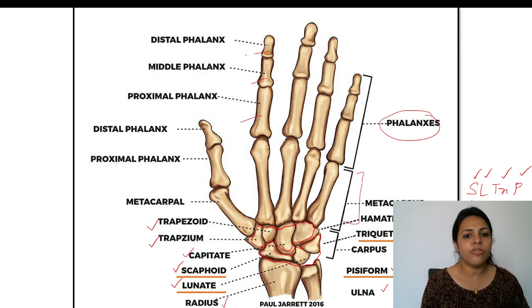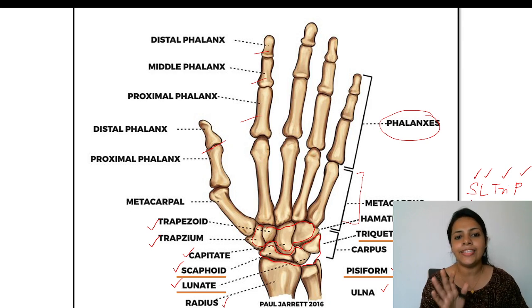The distal and proximal, the same applies which we mentioned for the other bones. Distal is away from us, proximal is towards us. Okay, and all fingers except the thumb have 3 phalanges. The thumb does not have a middle phalanx. So that is the basic anatomy of the hand wrist.